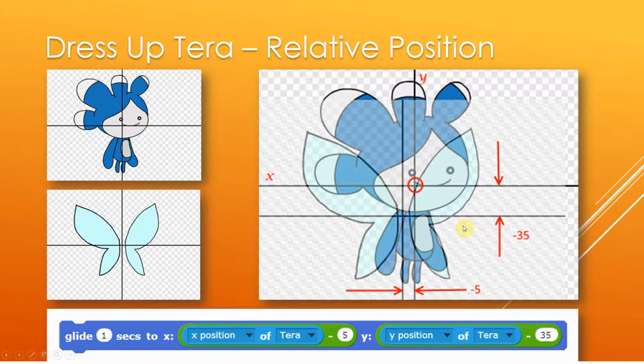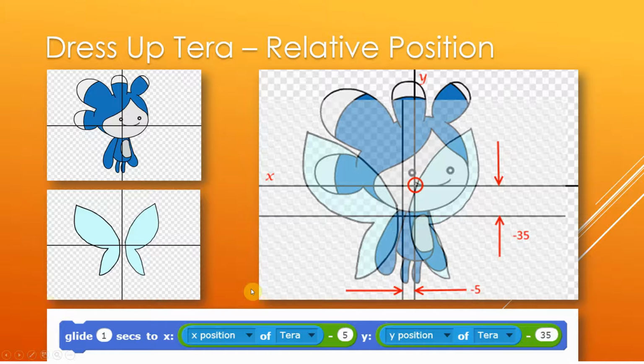So here I've done an overlay of the wings and Tera, keeping in the center lines. There in the red circle you can see is the center of Tera. Here is the center of the wings. So we can see the centers don't fall on top of each other. Note that the horizontal lines are the x-axis and the vertical ones are the y-axis. So in this case the x-axis for the wings is 35 steps down from Tera's x-axis, and the y-axis for the wings is 5 steps to the left of Tera's y-axis.